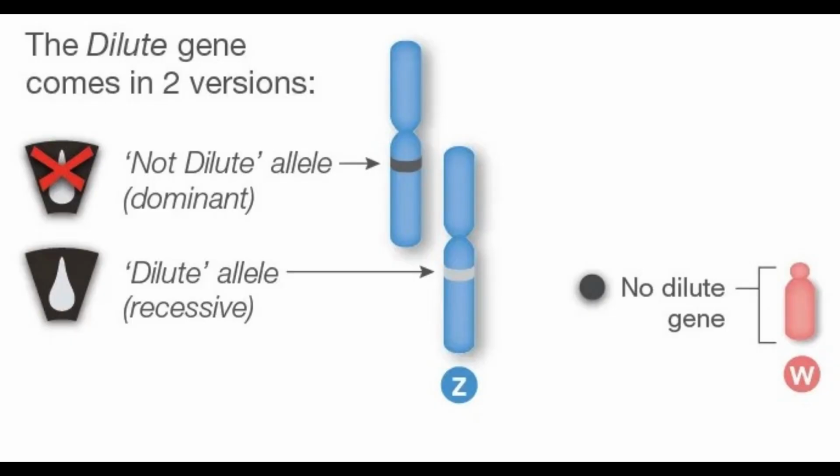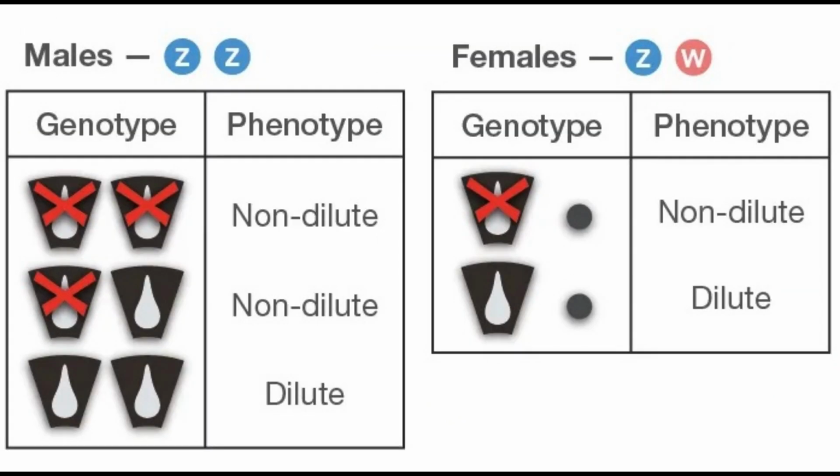As shown in the figure, the dilute gene comes in two different versions, or alleles, dilute and not dilute. Not dilute is considered wild type. In reality, there are at least two additional alleles. One allele, called pale, produces a phenotype somewhere between dilute and non-dilute. The other allele, extreme dilute, produces a phenotype even lighter than dilute.